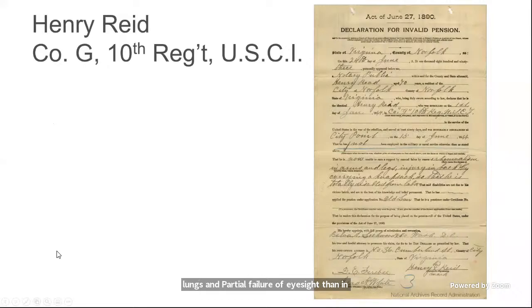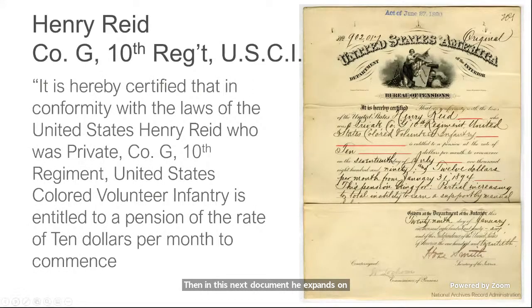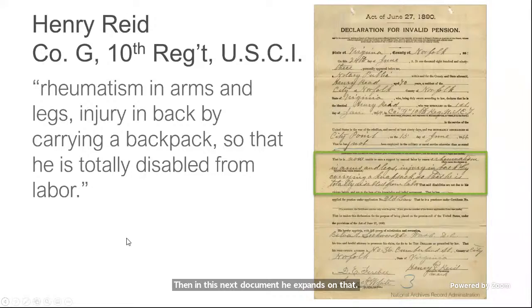Then in this next document, he expands on that. Whoops, excuse me again. That he has rheumatism in arms and legs, injury in the back by carrying a backpack, so that he is totally disabled from labor. So he is relating his ailments to what happened during the service. And that's what they need to do to prove an invalid pension.